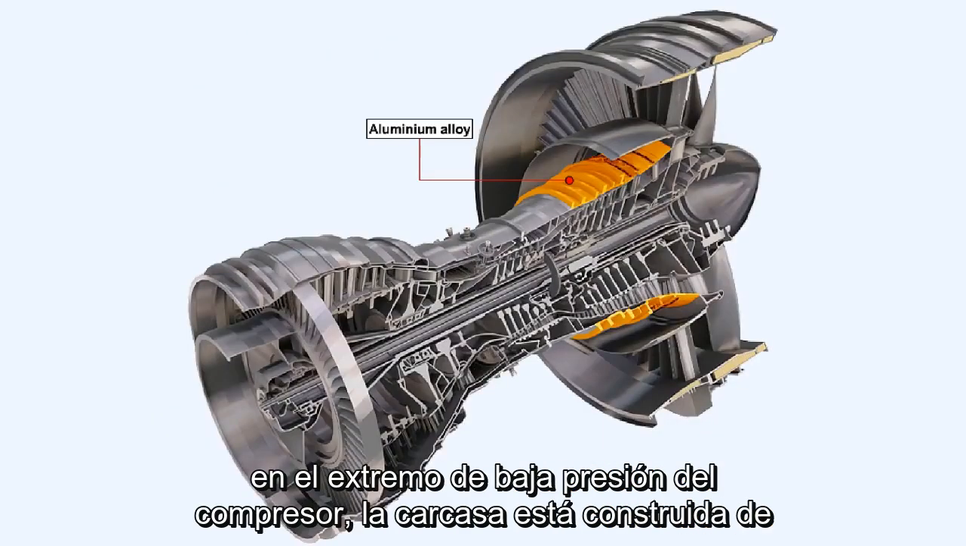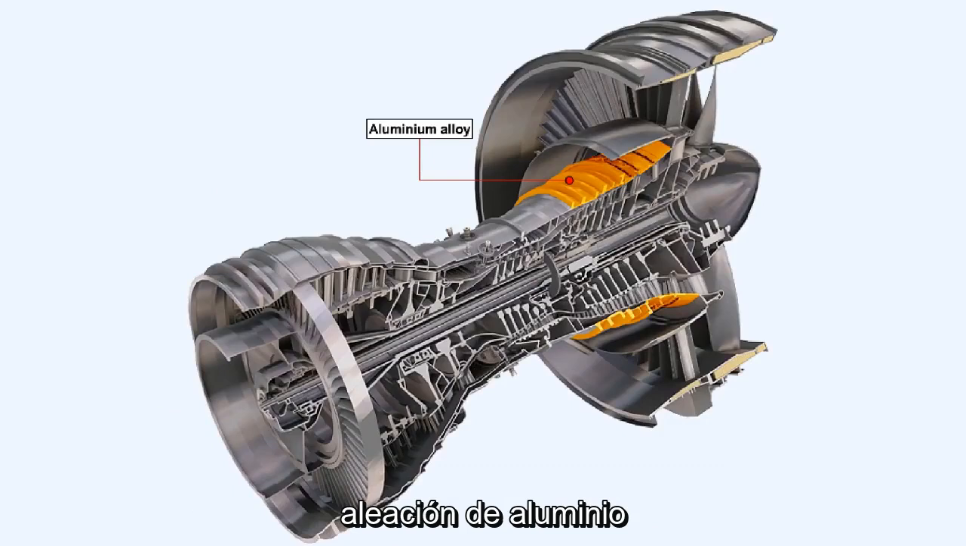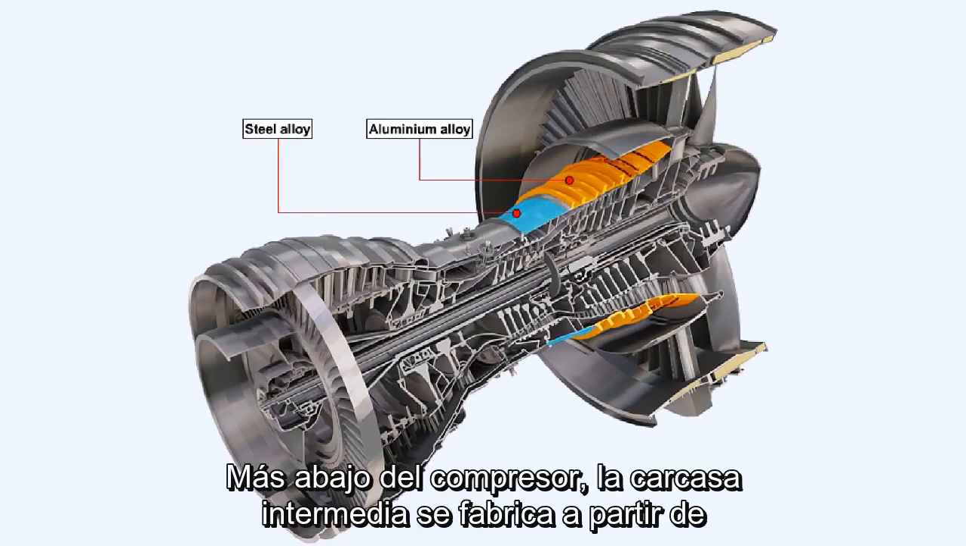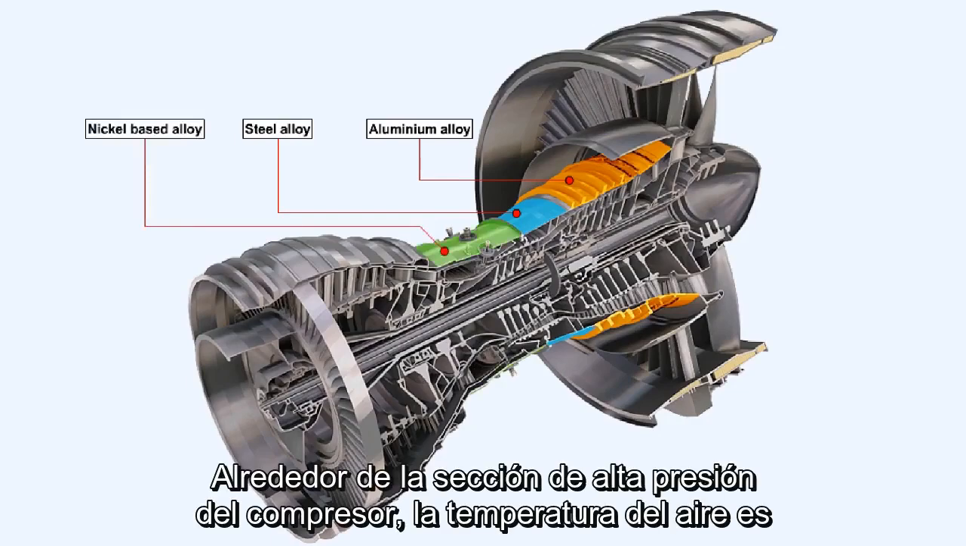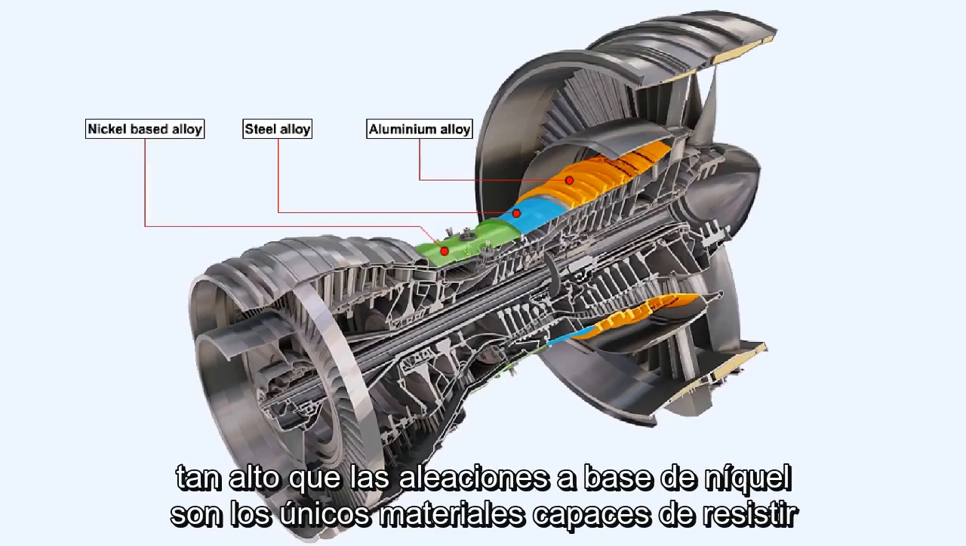At the low pressure end of the compressor, the casing is constructed of aluminium alloy. Further down the compressor, the intermediate casing is manufactured from steel alloys. Around the high-pressure section of the compressor, the temperature of the air is so high that nickel-based alloys are the only materials capable of withstanding it.